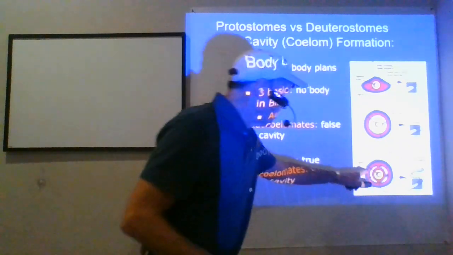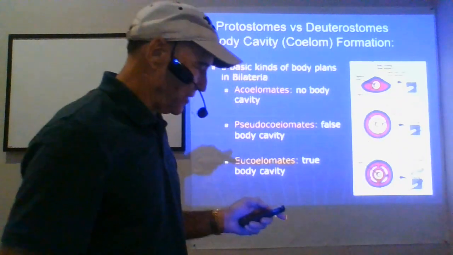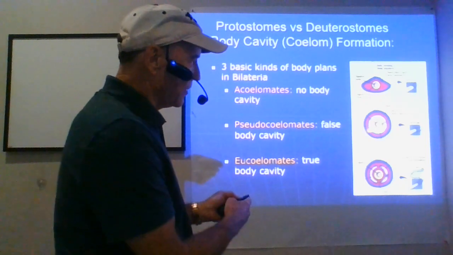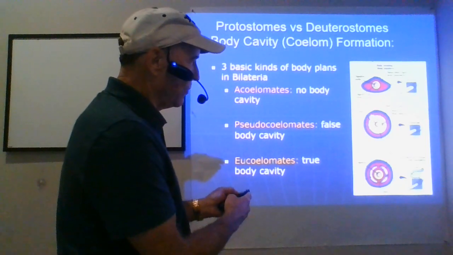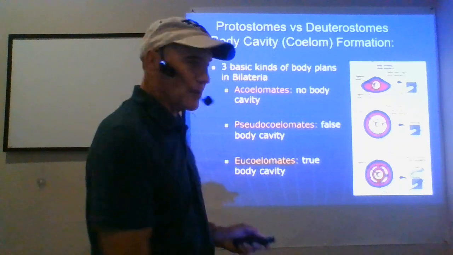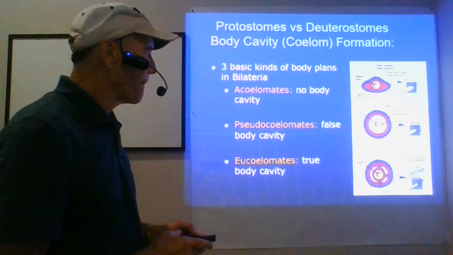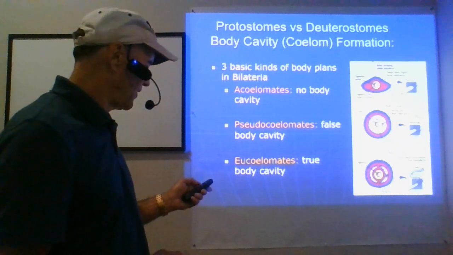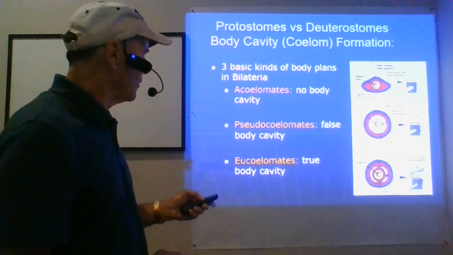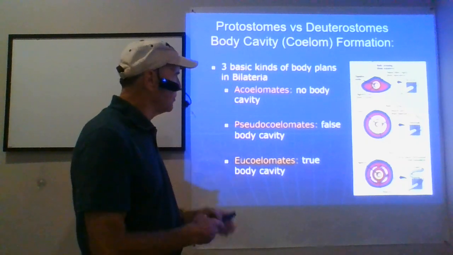But we don't have that inner lining on these. You see the difference? We don't have that inner lining on the pseudocoelomates there. We just have the red outer lining. We don't have that inner lining. Okay. So there's advancement from an acoelomate to a pseudocoelomate and a eucoelomate.